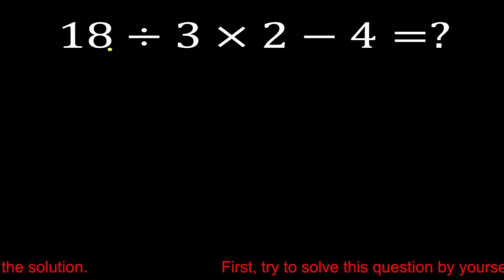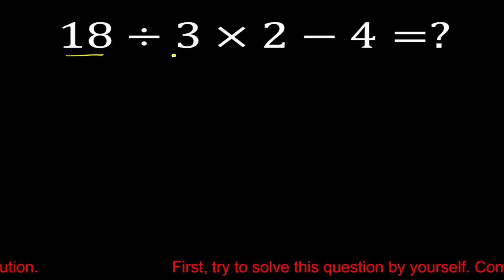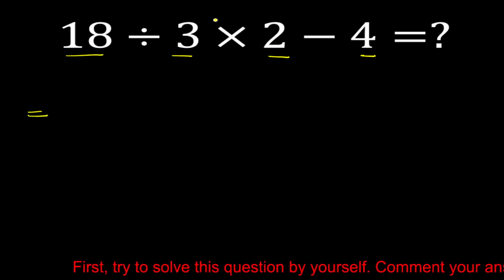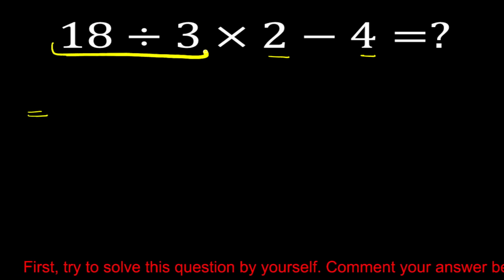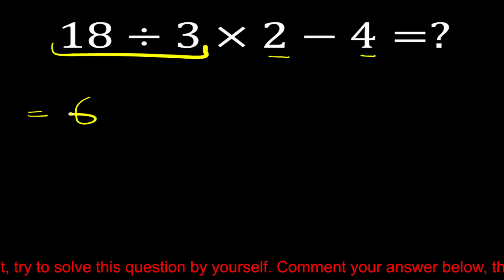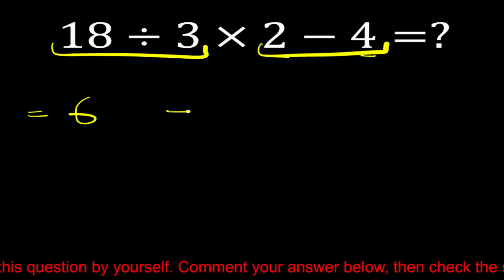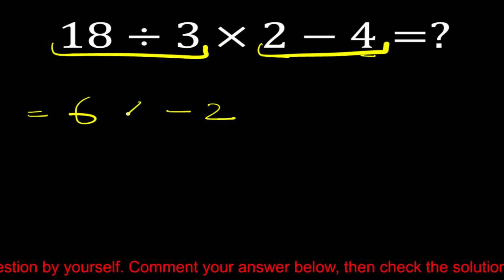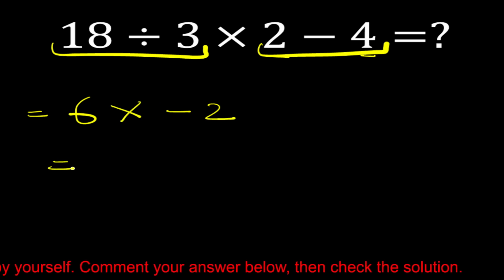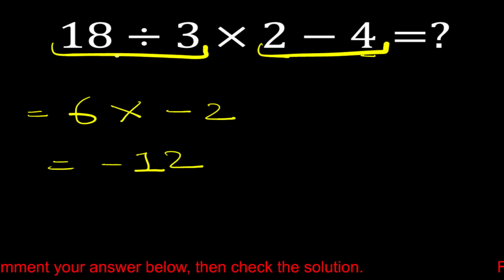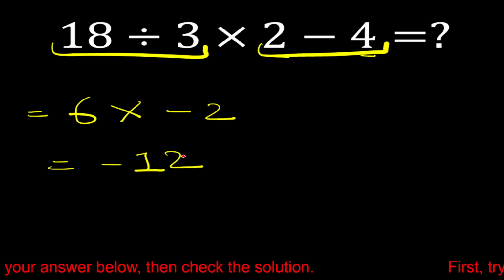So here we have a question: 18 divide 3 multiply 2 minus 4. Most people solve this question like this: 18 divide 3 is equal to 6. Then 2 minus 4 is equal to minus 2. Now 6 multiply minus 2 is equal to minus 12. But this answer is not correct. This answer is completely wrong.